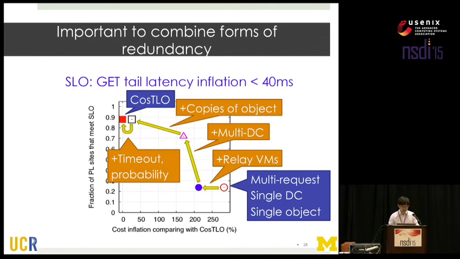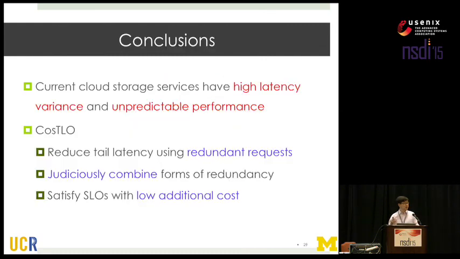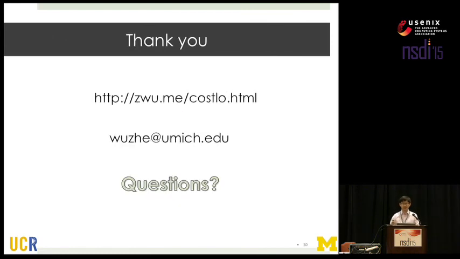So to conclude, in this talk, I presented CosTLO. CosTLO uses redundant requests to reduce latency variance, and it judiciously combines many forms of redundancy to satisfy SLOs with low additional cost. Our data sets are publicly available on this website. Thank you for your attention, and I'd like to take any questions now.